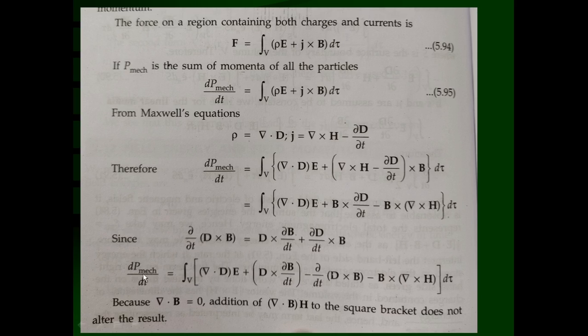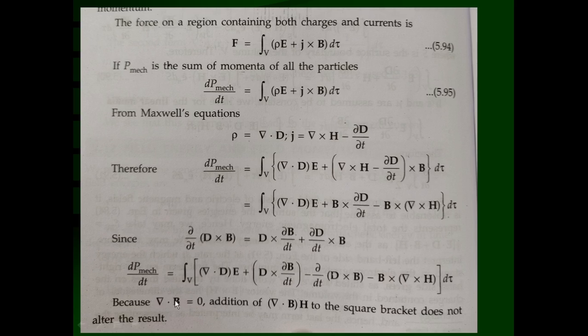So dP mechanical upon dt is equal to the volume integration of divergence of D into E, that first term as it is. For this one, we are putting this one, plus D cross ∂B upon ∂t minus this term ∂t of D cross B, minus B cross curl of H dτ will be there.